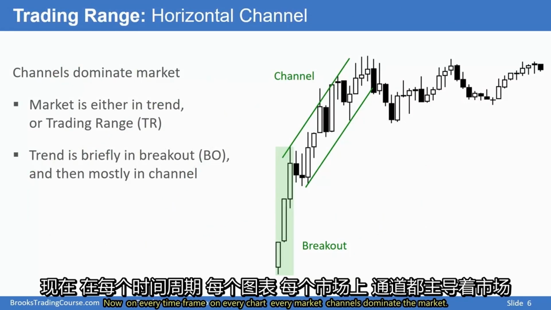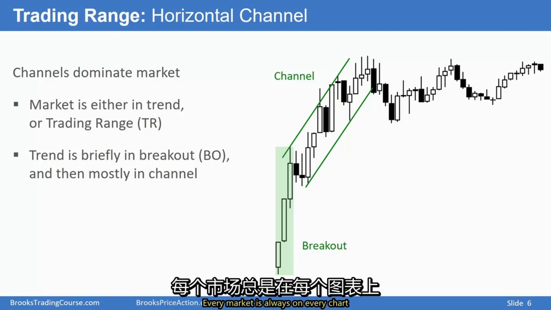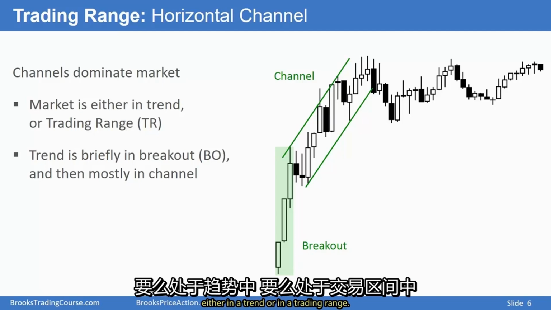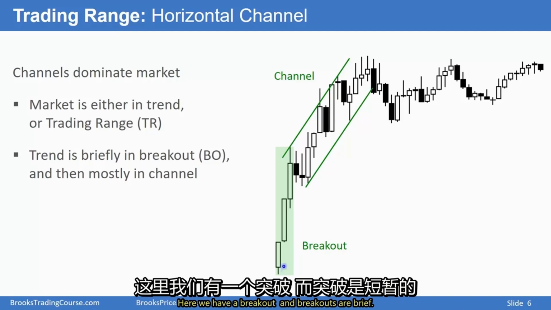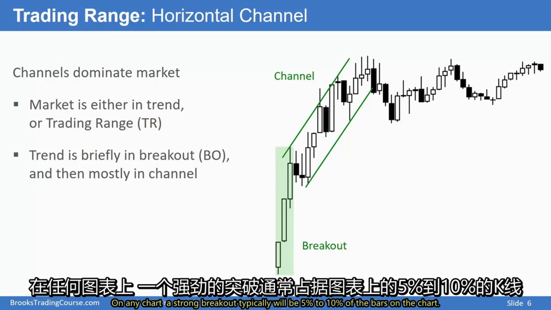Now, on every time frame, on every chart, every market, channels dominate the market. Every market is always on every chart, either in a trend or in a trading range. Here we have a breakout, and breakouts are brief. On any chart, a strong breakout typically will be 5 to 10% of the bars on the chart.